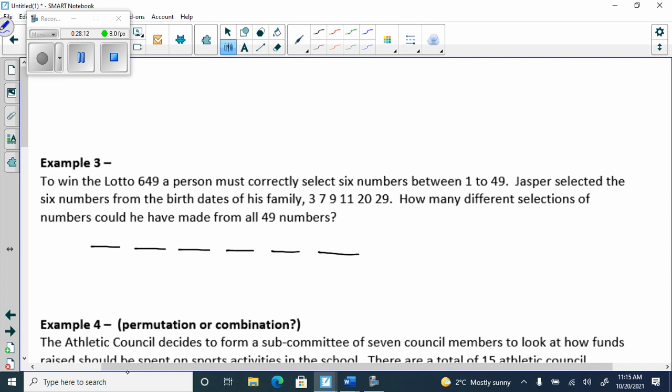Can I do blanks if it's a combination? No, I'm ordering these. This is permutation, isn't it? So I can't do that. How many numbers do I have to choose from? 49, and it's a combination, so I put a C. How many am I choosing? 6. Type that in. 49C6. It's still a big number.